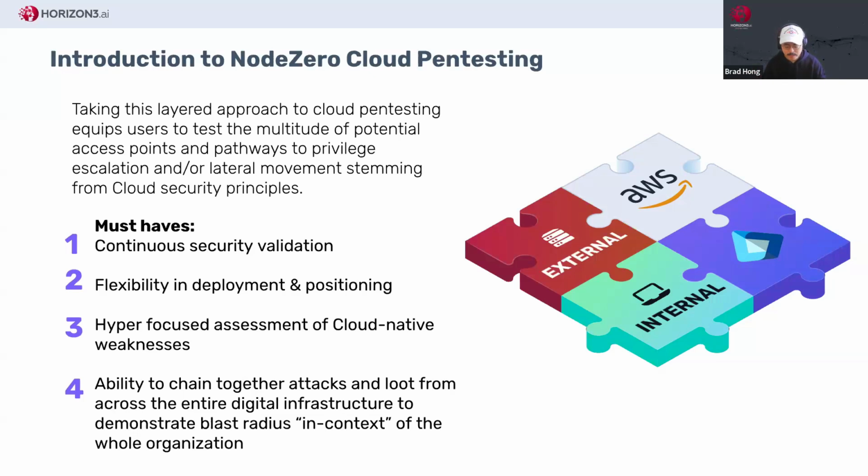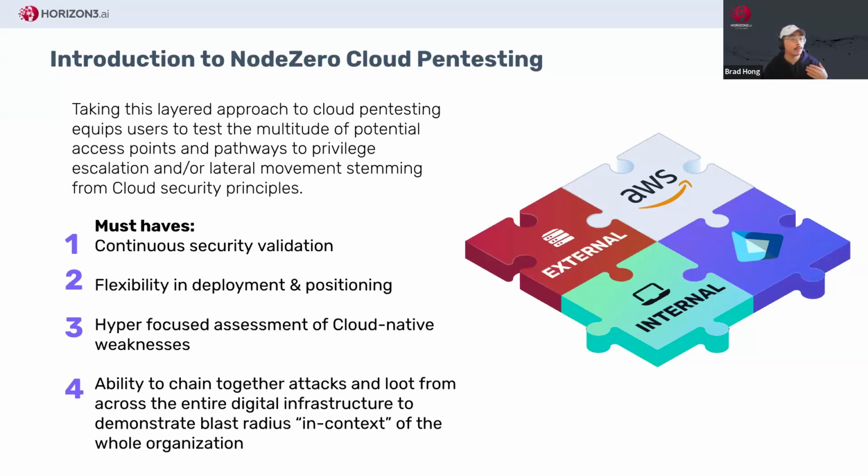Then the other three is, yes, it is important to have a product that is hyper focused on assessing cloud native weaknesses specifically. But what we think as an attacker is even more important is identifying the ability to chain together attacks and loot from across the entire digital infrastructure, whether that's on-prem, SaaS, cloud, your printers, IoTs, whatever it is, and demonstrating what an attacker can actually do with seemingly unrelated assets throughout the organization, and then demonstrate that blast radius in context of the entire organization.